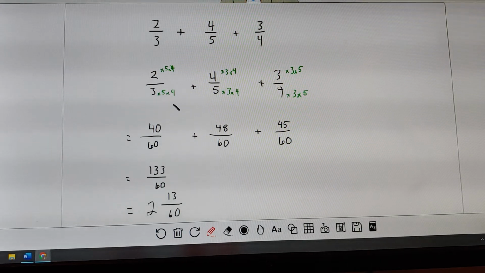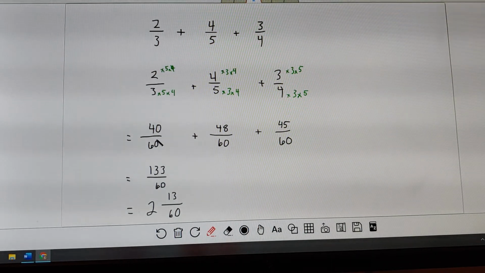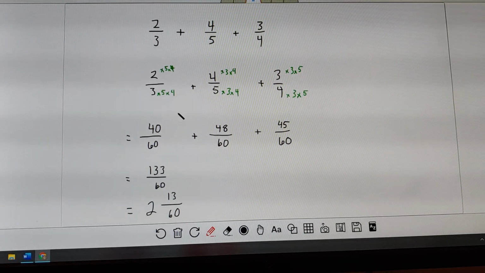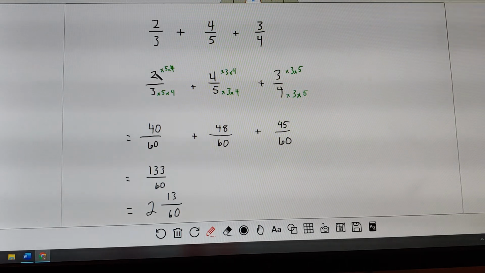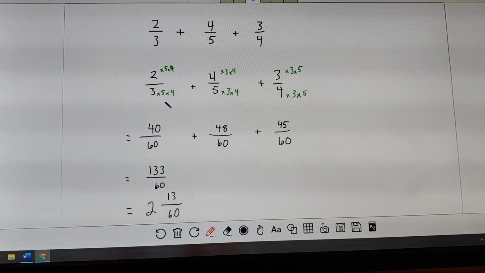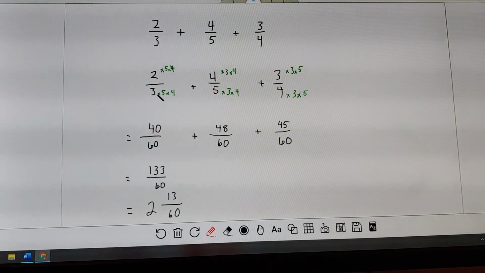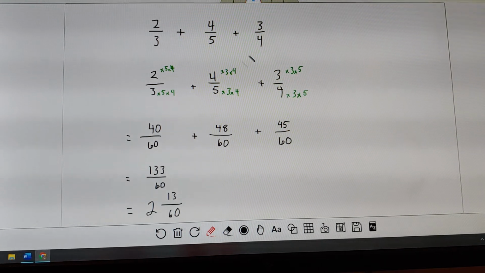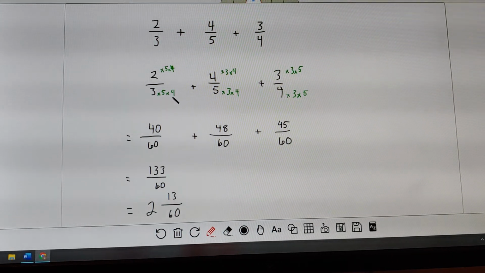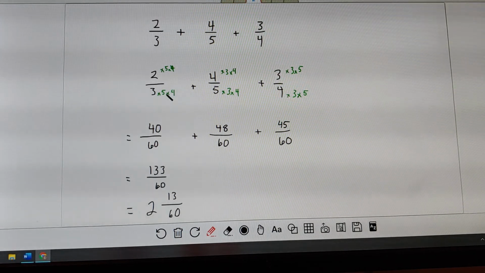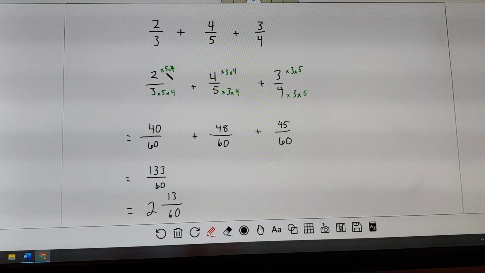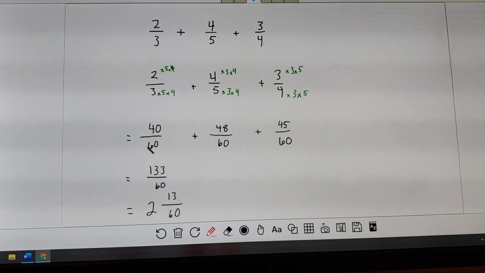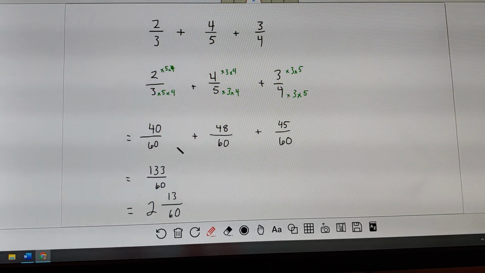So I'm writing down blank over 60, blank over 60, plus blank over 60. I don't know these numerators yet. We're pretending I don't have those. And then I'm looking at this, 2/3. So what do I have to do to 3 to make it 60? Well, how did I get 60 in the first place? I took my 3 and I multiplied it by the other two denominators, by 5 and by 4. So that's what I showed you here, 3 times 5 times 4. So 4 times 5 is 20, 20 times 3 is 60. And that's what I did up here. 4 times 5 is 20, 20 times 2, 40.